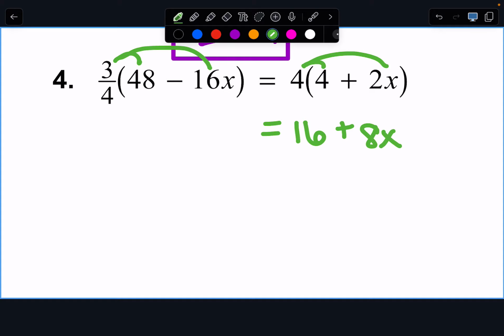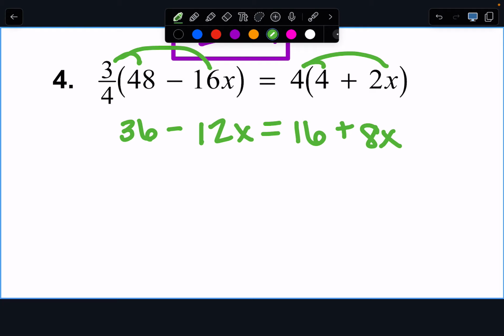What's 48 divided by 4? 12. Okay, times 3. 36. Okay. So then 3/4 times 16x. Let's divide by 4 first. 16 divided by 4 times 3. 12x. Okay. Please finish this out.